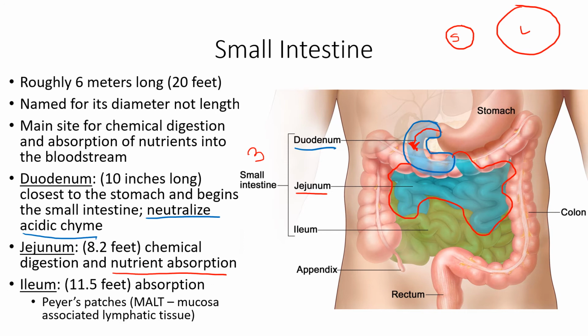This last portion down here, the ileum, is going to be a whopping 11 feet long, and this is also going to be where we have absorption occurring. We do have something that we did talk about in the lymphatic system. Peyer's patches are going to be located within the ileum and mucosa-associated lymphatic tissue. So we are going to have lymphatic tissue all through this part of our small intestine, as well as all these happy little blood vessels in order to absorb our nutrients.